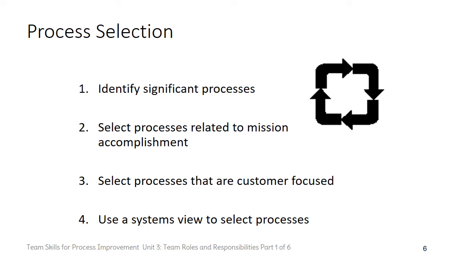3. Select processes that are customer focused. The ESC should be concerned first with those processes that affect the external customer. Once the significant processes have been identified and improved, you can spend resources on improving processes that affect internal customers. In summary, the ESC should select for improvement those processes which directly affect the mission and the external customer.